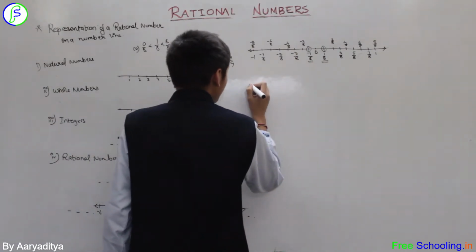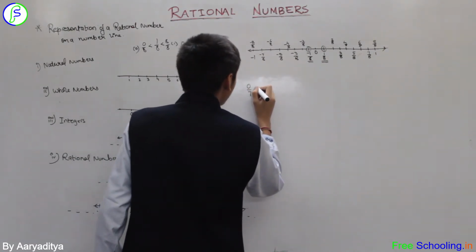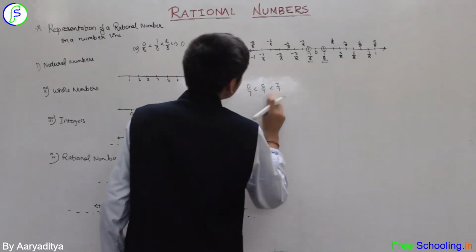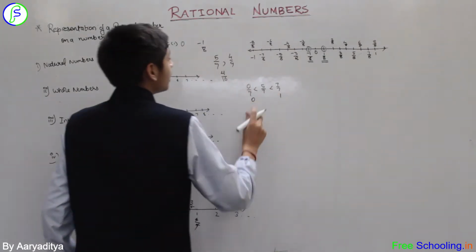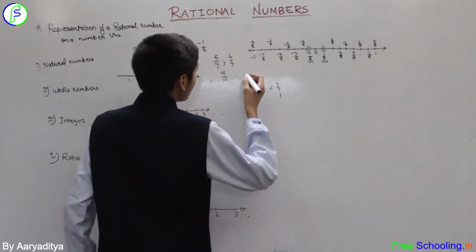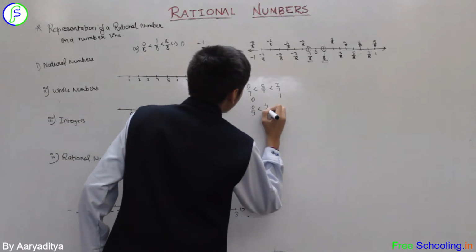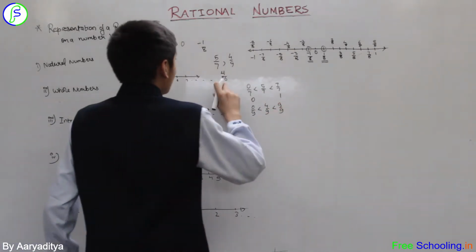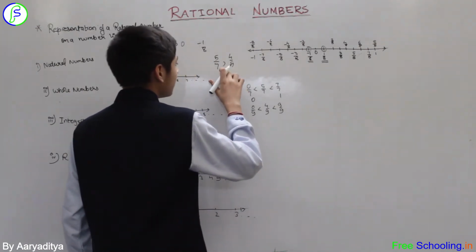Okay, so we know that 0 by 7 is smaller than 5 by 7, but 5 by 7 is also smaller than 7 by 7. So this one lies between 0 and 1. Similarly, if I look at this one, 4 by 9, this would lie between 0 by 9 and 9 by 9, and at last it lies between 0 and 1. It also lies between 0 and 1 because the numerator is smaller than the denominator.